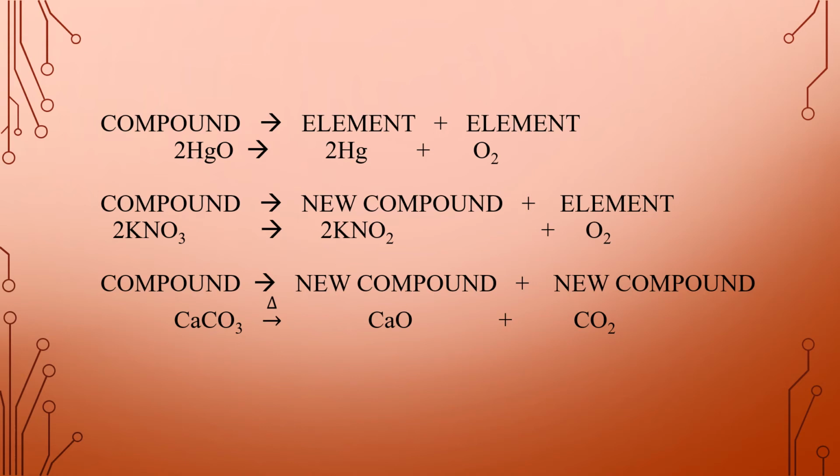Next, a compound gives new compound plus element. Here potassium nitrate on heating gives potassium nitrite plus oxygen. Similar example we could consider potassium chlorate on heating gives potassium chloride plus oxygen. An example for the compound which decomposes to give two new compounds: calcium carbonate on heating gives calcium oxide plus carbon dioxide.